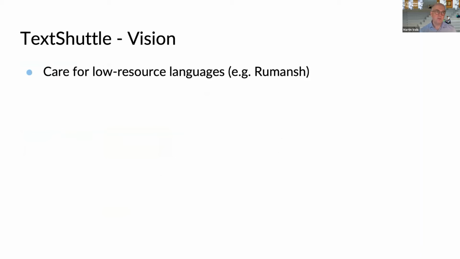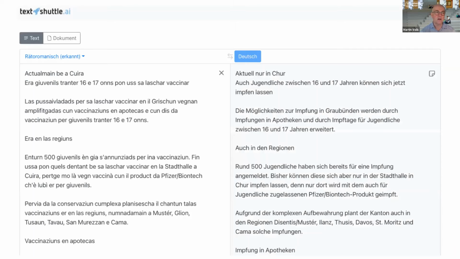So, what is our vision? Where do we want to go? Well, we care for low resource languages, amongst others for Romansh. And Romansh is the fourth official language of Switzerland, has about 30 to 40,000 speakers. And we have built a first machine translation system for translating from Romansh into German. Here you can see an example.